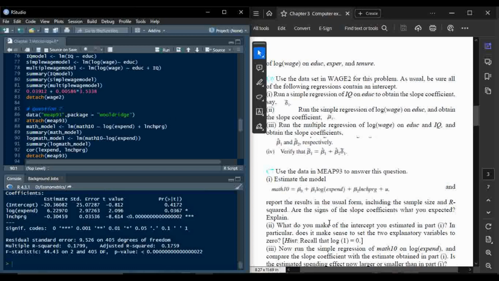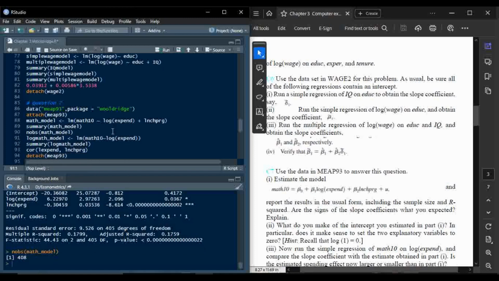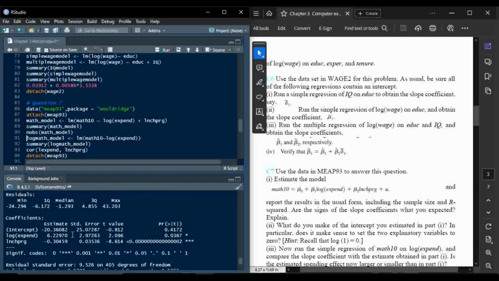It also says to report the results in the usual form, including the sample size. So what is the sample size? Use this command nobs, which means number of observations, and in the bracket type the model's name, math_model. So the number of observations is 408 and the intercept is minus 20.36, and the coefficient on log expend is 6.22. It's almost equivalent to 6.23, and the coefficient on lunch program is minus 0.304.